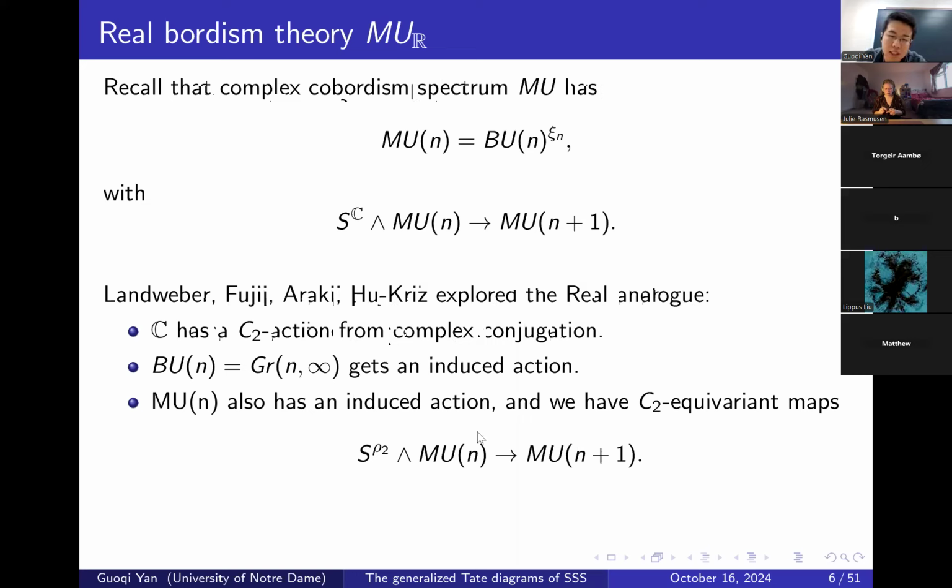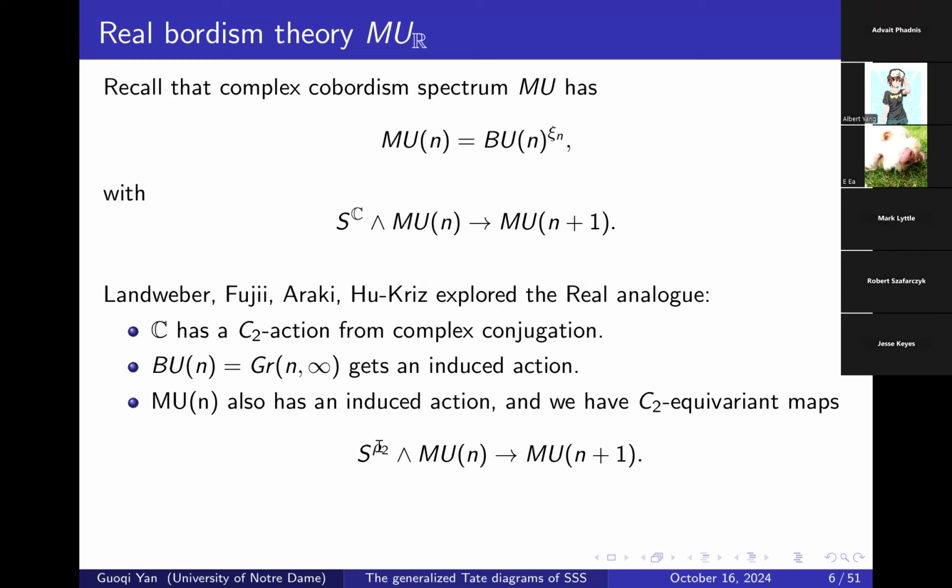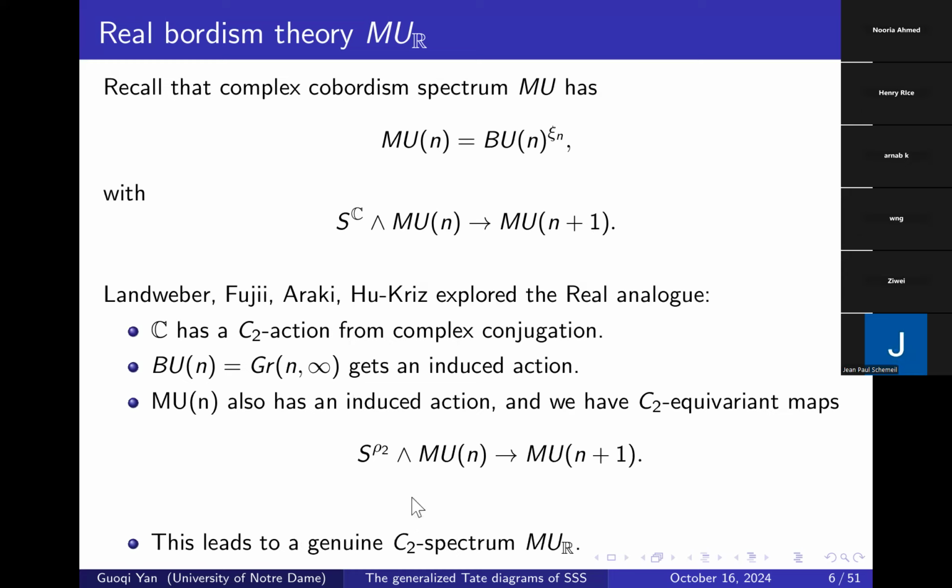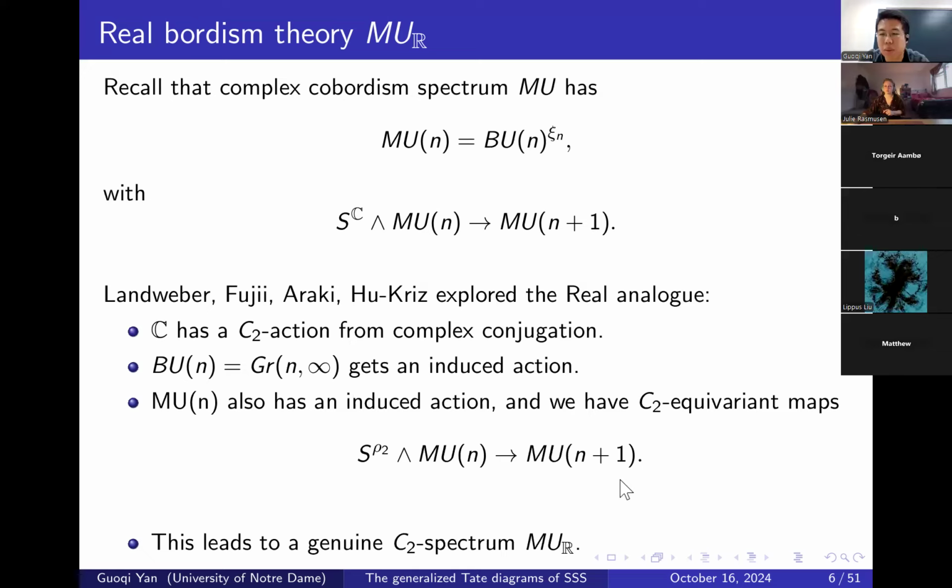So MU_n has a C2 action, and MU_{n+1} also has a C2 action. Now here, C is regarded as a representation of the group C2, and it becomes the regular representation of C2 over the reals. So S^{ρ_2} is the representation sphere of the regular representation of C2. This definition leads to this genuine C2 spectrum called the real bordism spectrum, MU_R. This plays a crucial role in the slice spectral sequence and the solution of the Kervaire invariant problem.